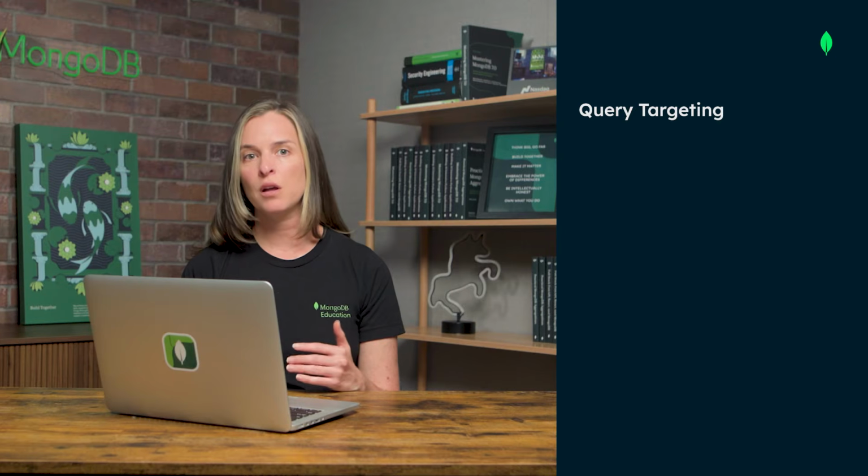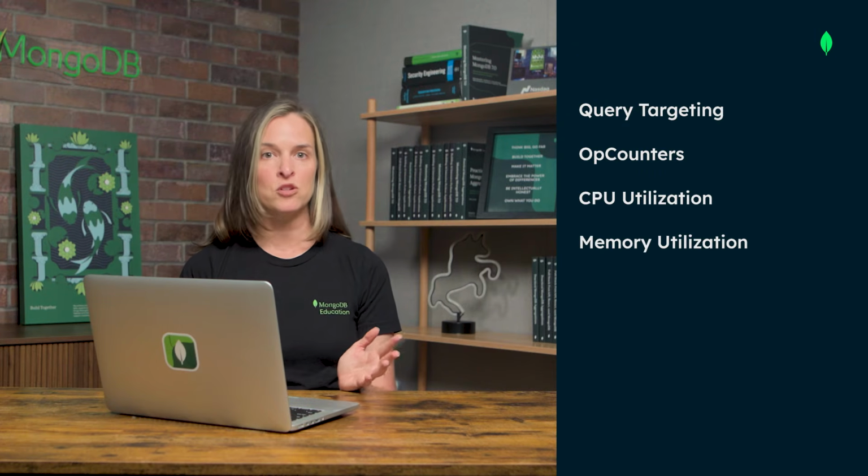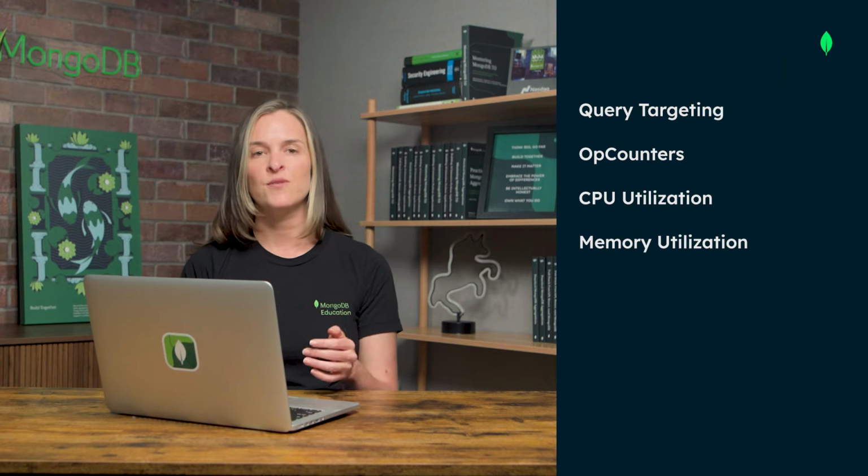MongoDB Atlas makes it easy to monitor all your essential metrics. In this video, we'll use the Atlas metrics and real-time panel to monitor query performance. Let's get started. We'll focus on a few key metrics for query performance, including query targeting, opcounters, CPU usage, and memory utilization. And don't worry if you're unsure what these metrics are, we'll explain them later in this video.